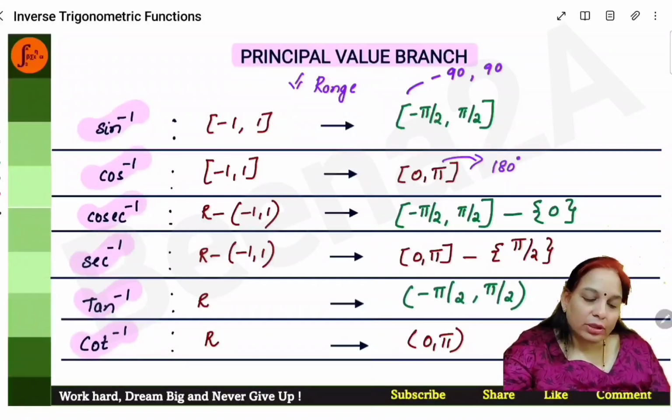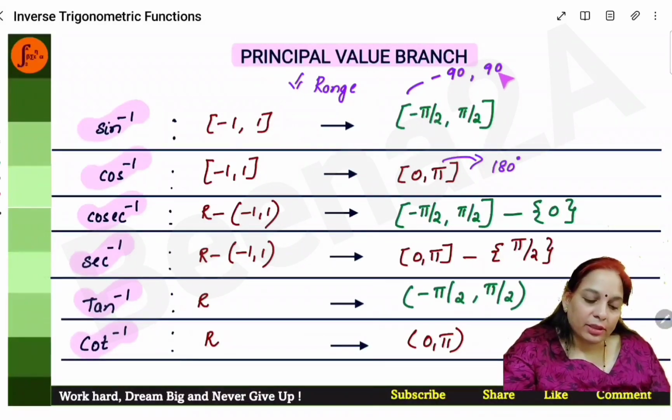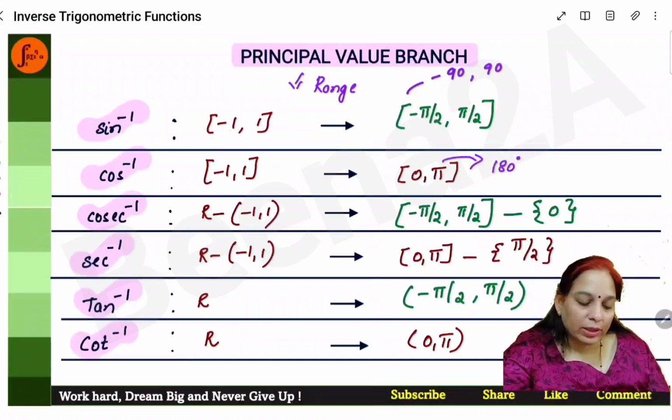For sine inverse, the range is between minus pi by 2 to pi by 2. That is minus 90 to plus 90. So whatever values you get when there are sine inverse functions in an expression, the value should be within minus 90 degree to plus 90 degree.